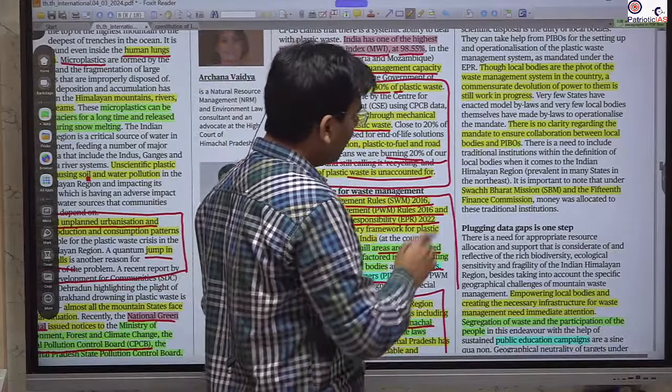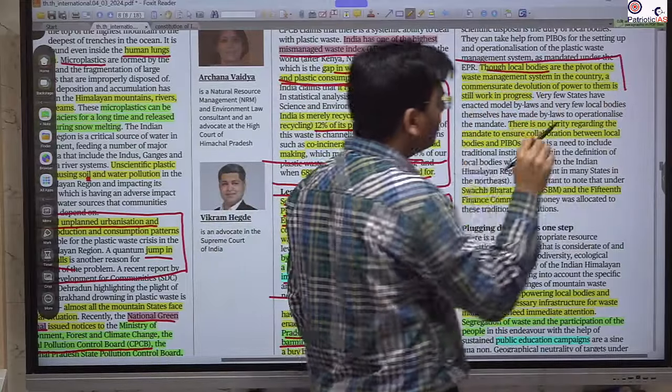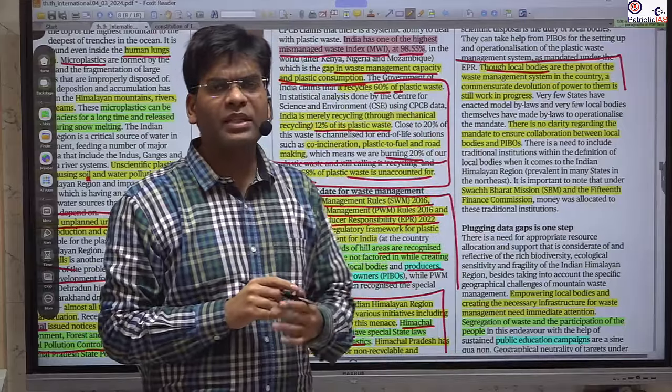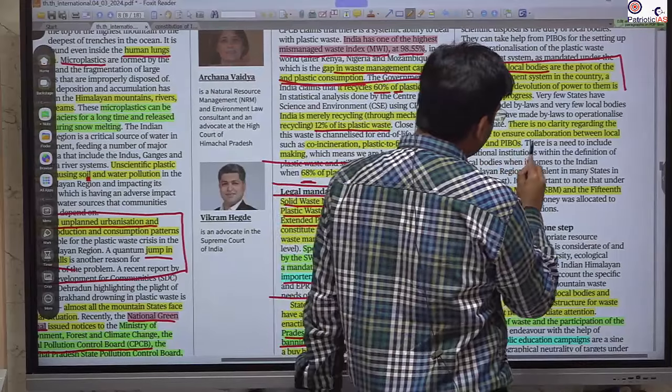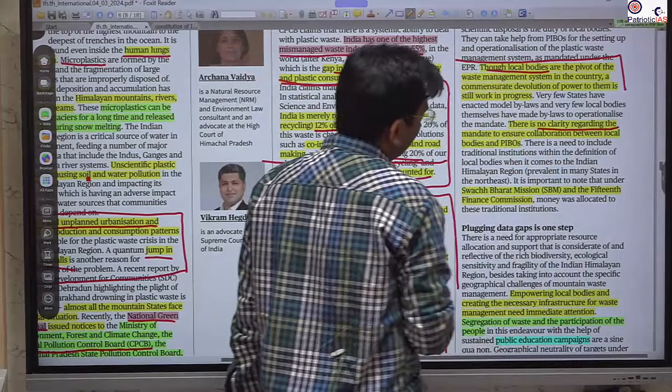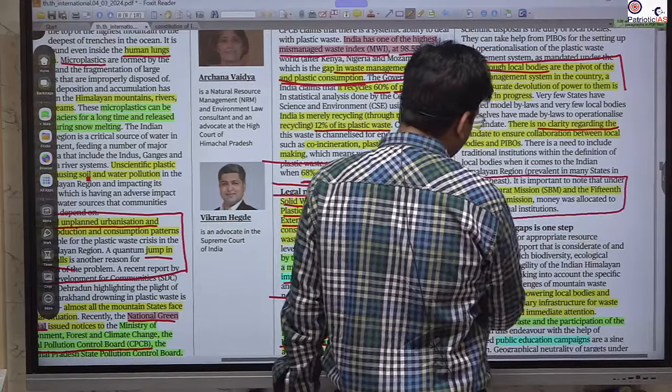Okay. Here it has given that the local bodies are pivotal in dealing with the waste management of plastic. But the thing is that the power that has been provided is not clearly defined. Beside that, the funding is lacking. Okay, here it has given.